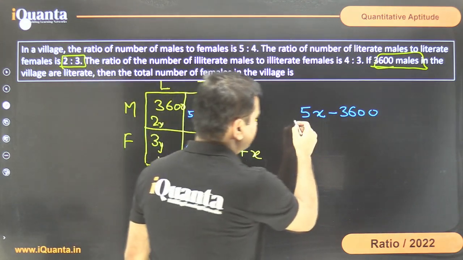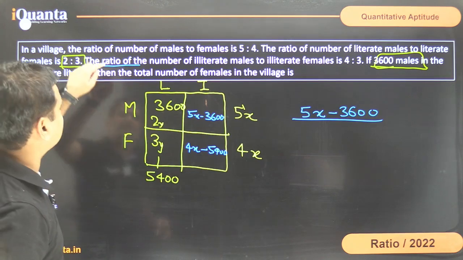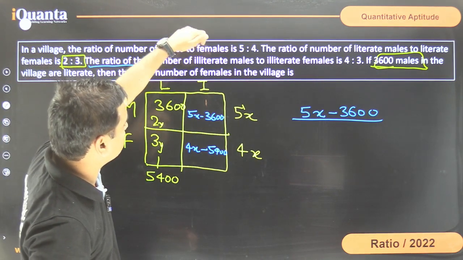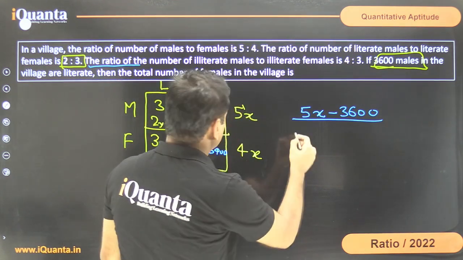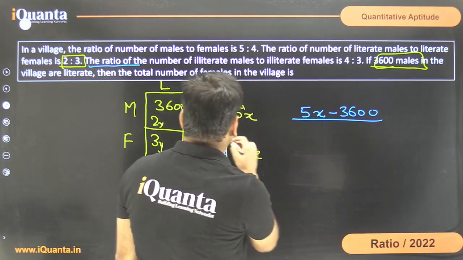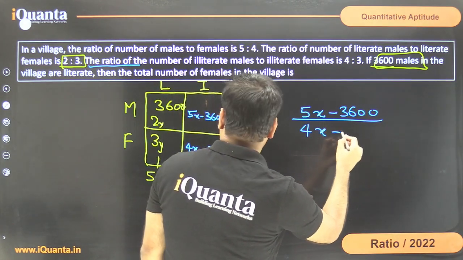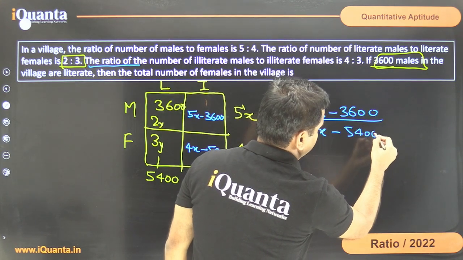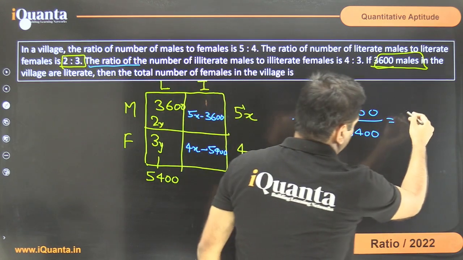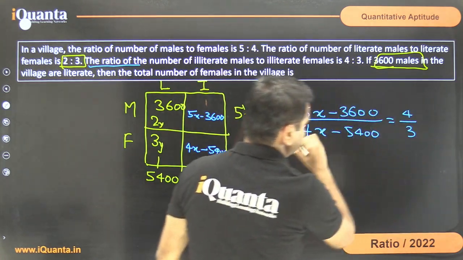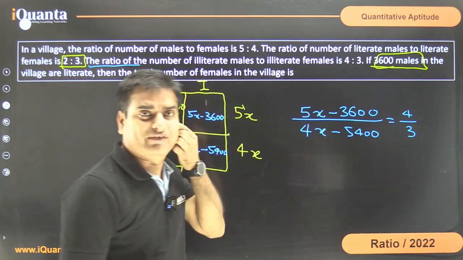Now moving forward, we can see that it is given in the statement that the ratio of number of illiterate males to illiterate females is 4:3. So that means we can say 5x minus 3600 which is illiterate male to 4x minus 5400 which is illiterate female. The ratio is 4:3. So just solve this statement, this equation. You will find the value of x here.